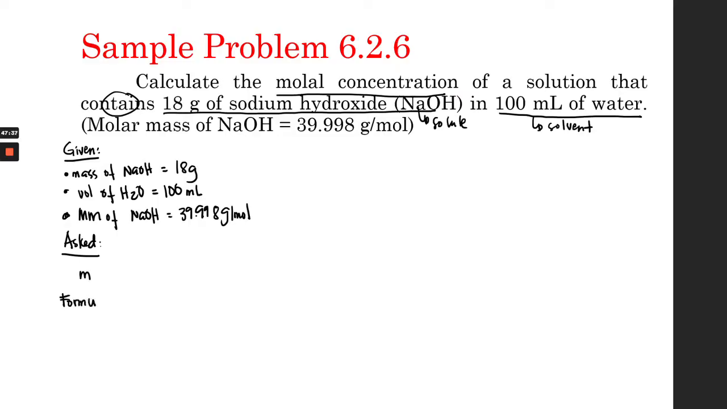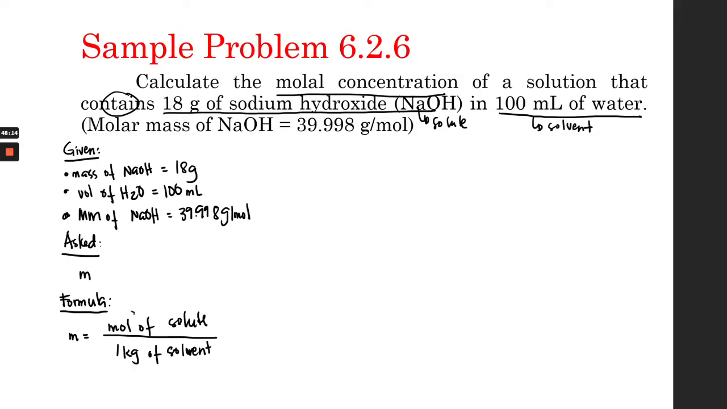The formula is the one we talked about earlier. So the formula is basically molality is equal to the moles of solute divided by 1 kilogram of solution, or in this case our solvent. Okay, and this time you don't need to times it by 100. So how are we going to do that?